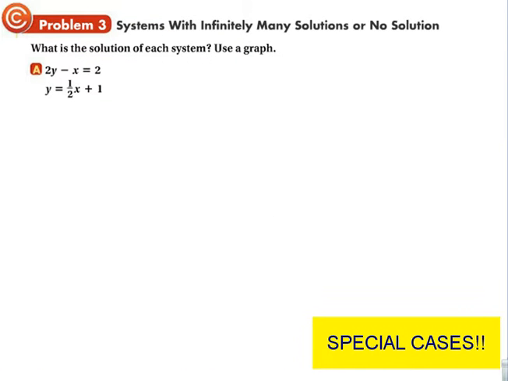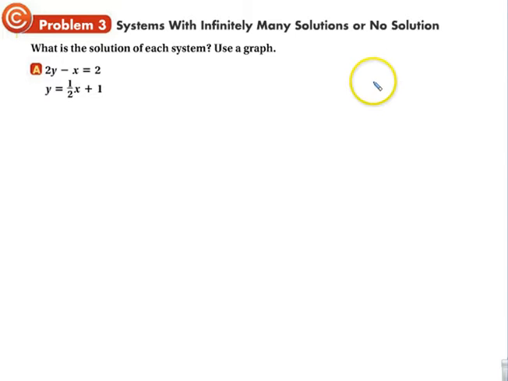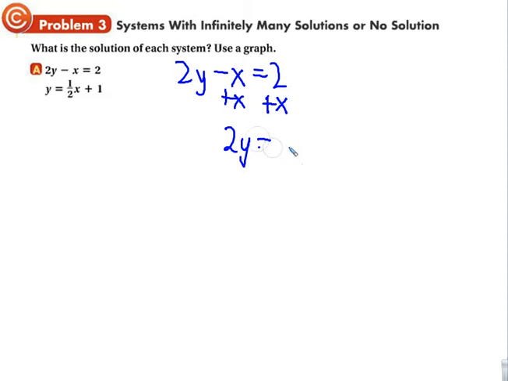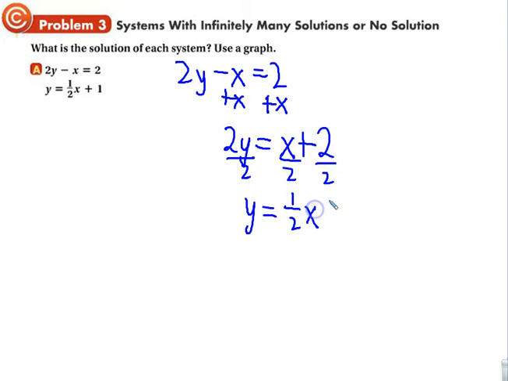Now, we have specific types of answers. We have ones where they cross at one point, we have ones where they cross constantly, and we have ones where they never cross. So we want to put these two into slope-intercept form. This one already is, so I have to solve this one. 2y minus x is equal to 2, so I'm going to add x to both sides. So 2y is equal to x plus 2, and then I divide everything by 2. So y is equal to 1/2 x plus 1.